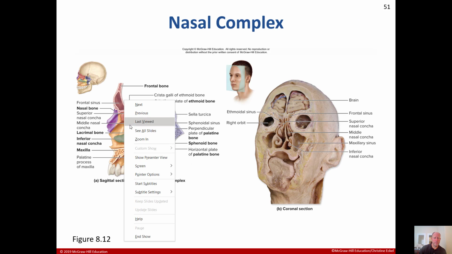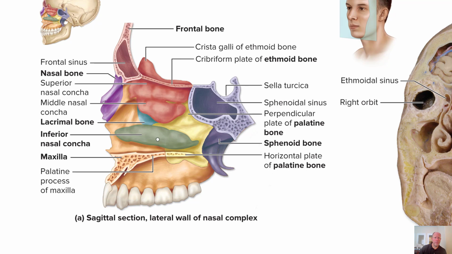So with that nasal complex, we have here this whole nasal complex, the frontal bone, and the crista galli of the ethmoid bone, cribriform plate of the ethmoid bone, the sella turcica, sphenoidal sinus, perpendicular plate of the palatine bone, the sphenoid bone, horizontal plate of the palatine bone. So we have the frontal sinus, nasal bone being here, the superior nasal concha is here, the middle nasal concha is here, lacrimal bone, the inferior nasal concha, and the maxilla, and again the palatine process of the maxilla now here.